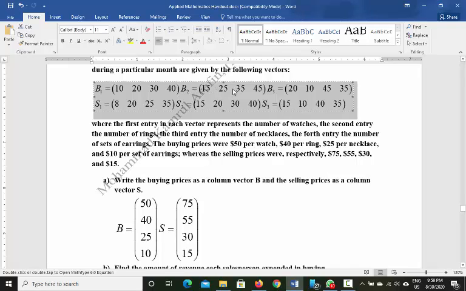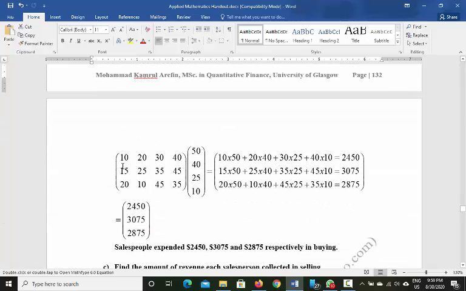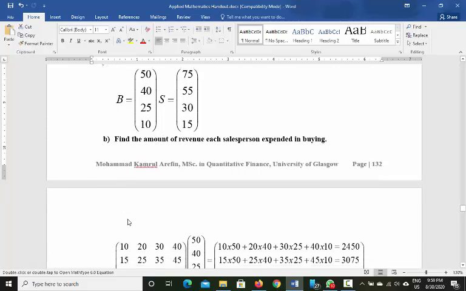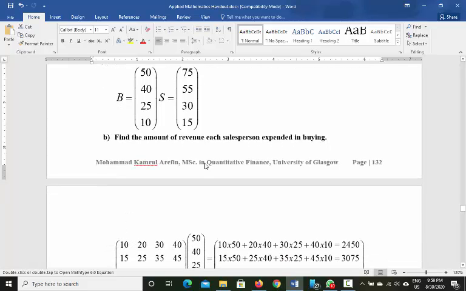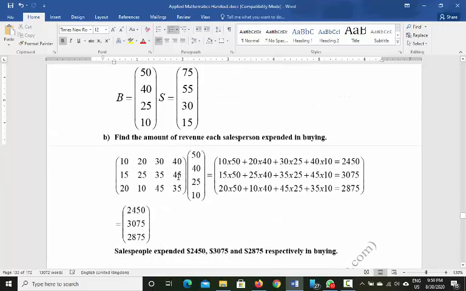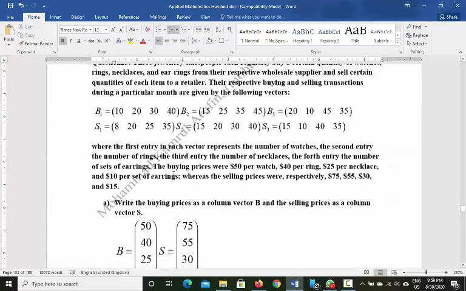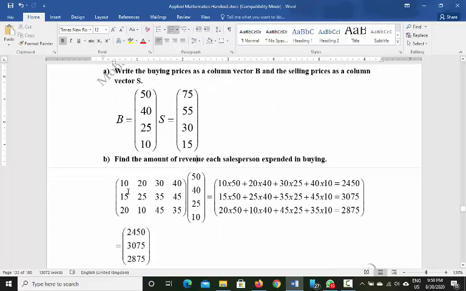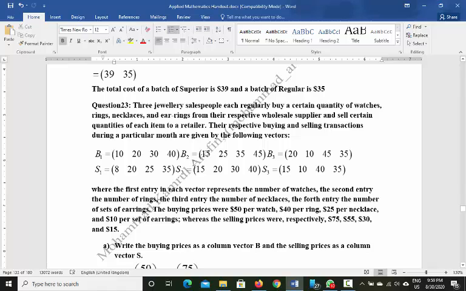10, 20, 30, 40, 15, 25, 35, 45, 20, 10, 45, 35. This is the buying matrix of each of them. So this is the first row: 10, 20, 30, 40. As you can see, this is the buying pattern of the first salesperson. The first row represents the buying pattern of the first sales guy.